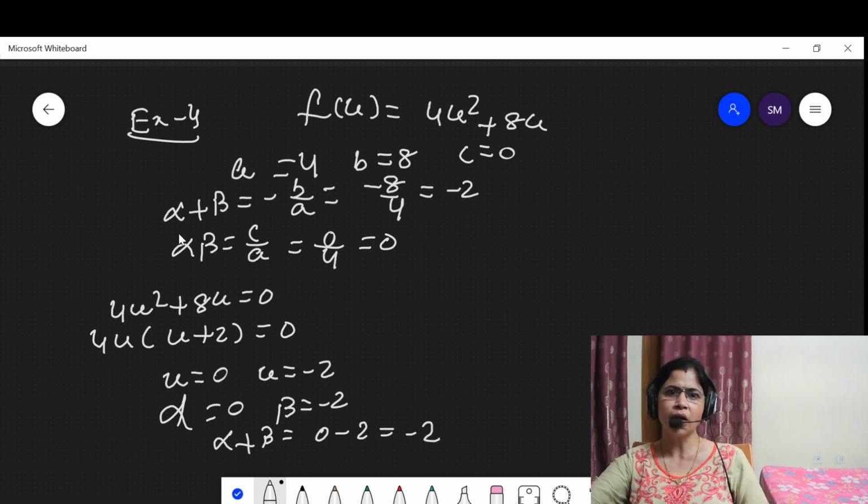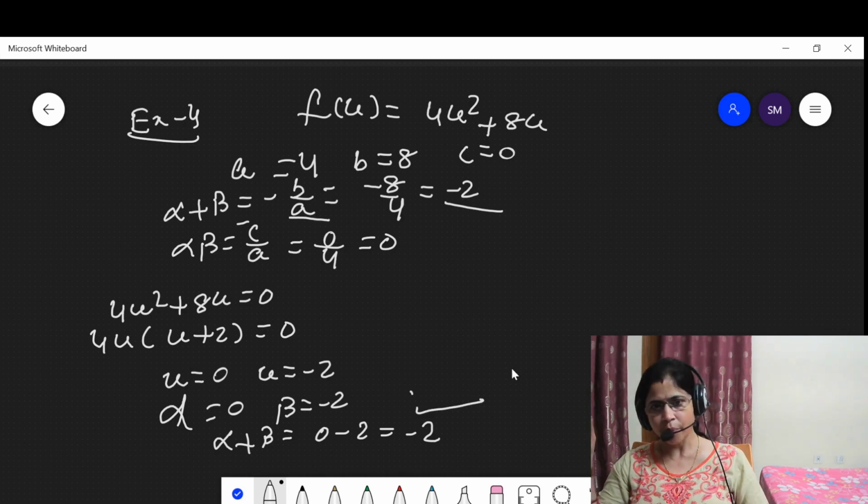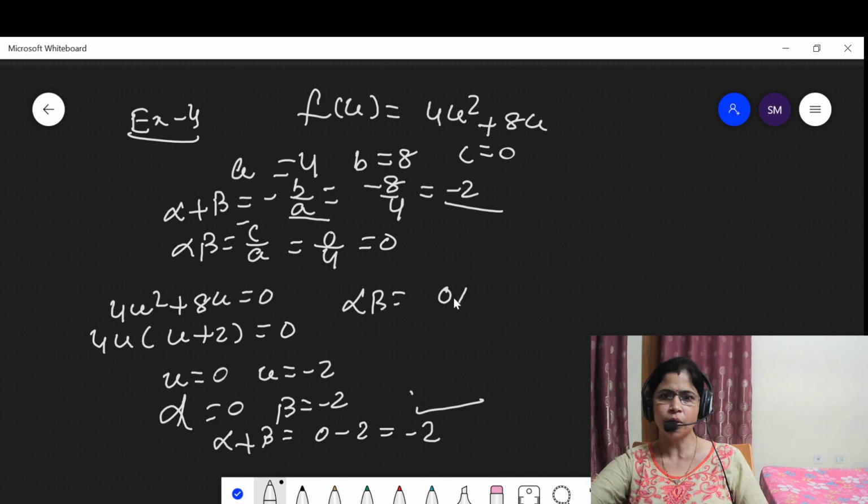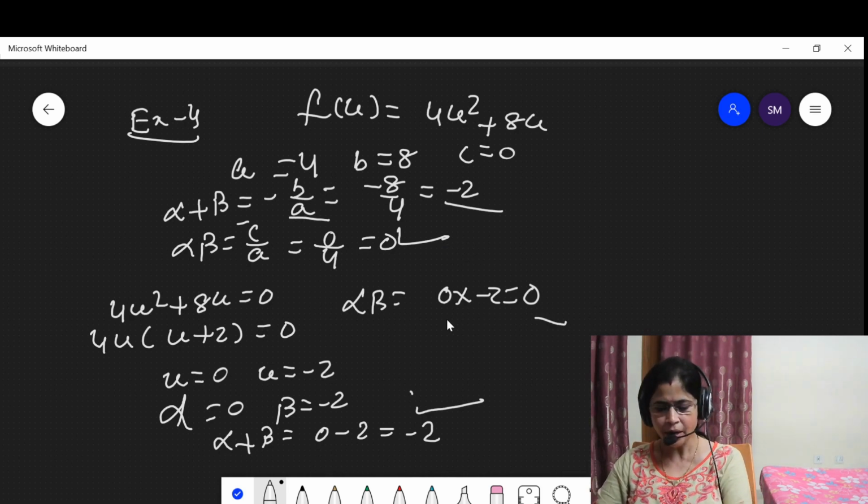Hence verified. Here also by putting this formula we get alpha plus beta is minus 2. Here also by solving and getting the values of alpha and beta, we get that alpha plus beta is also minus 2. Hence the formula is verified here, and alpha into beta is equal to 0 into minus 2, which is equal to 0. Hence here also we get alpha into beta is 0. Hence here the formula is verified.